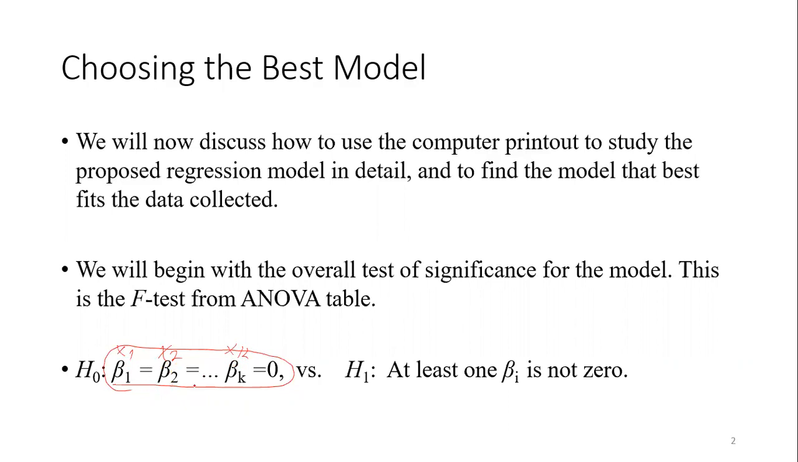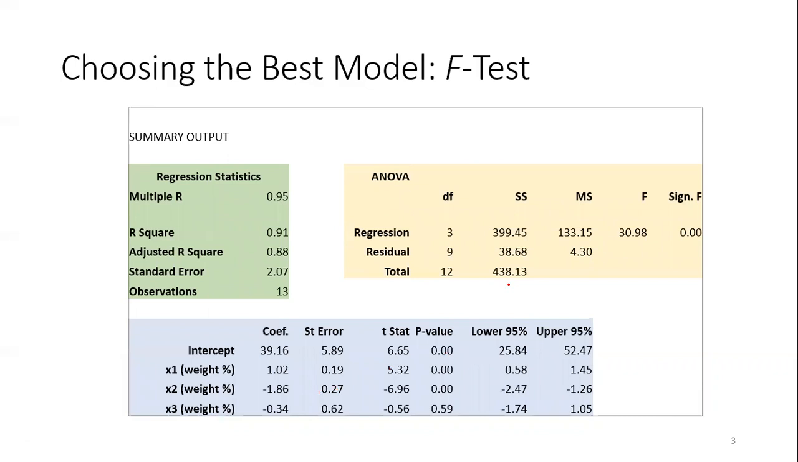So the hypothesis says that the dependent variable y does not depend on any independent variable x's, or none of the independent variables has an effect on the value of the dependent variable y. And what's its alternative? Its alternative is at least one of them is not 0. I don't know which one, but it says that at least one of the x's has an effect on the value of y.